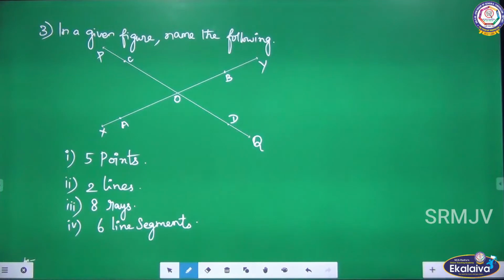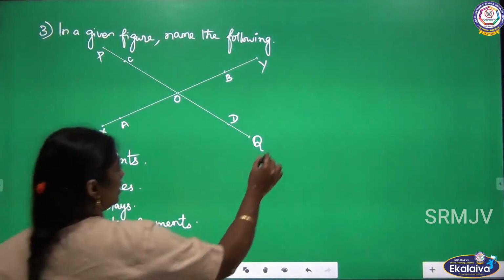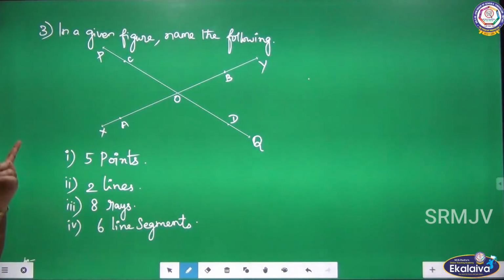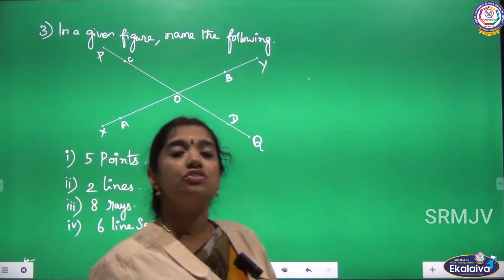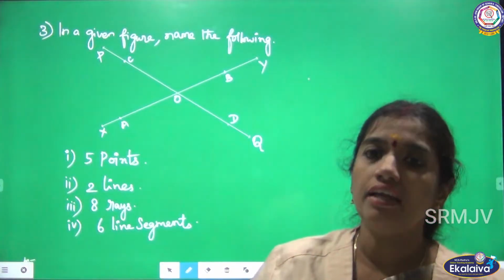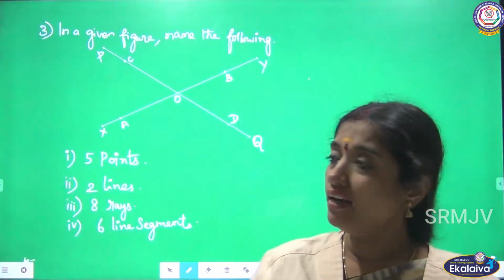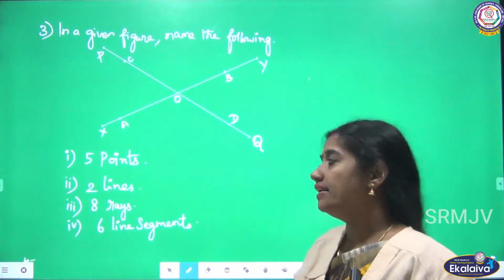Listen. Here a figure is given, and we are going to name the parts. The first answer I am going to write is 5 points. A point has no length, no breadth, and no thickness. A point is nothing but what you make by keeping a dot like that. Okay, and the second one, lines. What we have discussed about lines, my dear children, is that a line can extend in both directions. Is it clear?